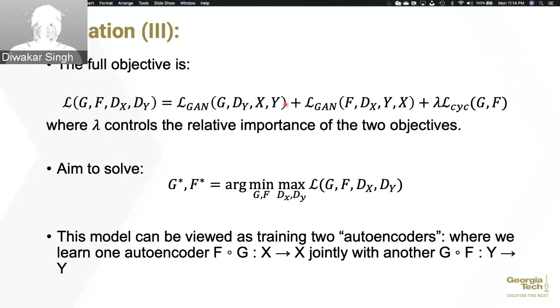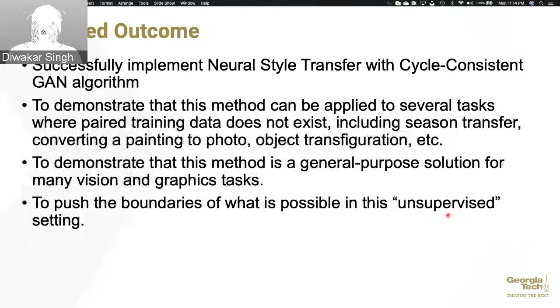Now we add this up. So our full objective is the combination of these two losses, where we have this lambda parameter, which controls the relative importance of the two objectives. Now we try to optimize this objective, where we aim to solve this in order to get mappings G and F. And this model can be viewed as training two different autoencoders. So the expected outcome is as follows.